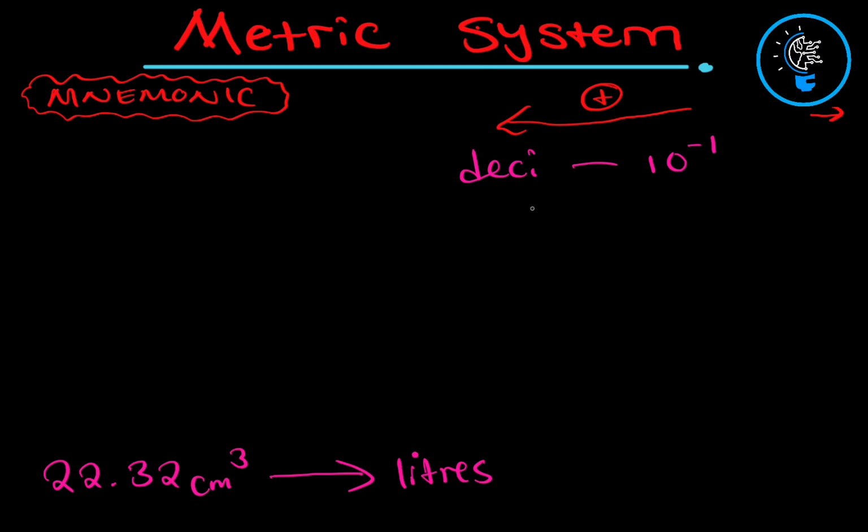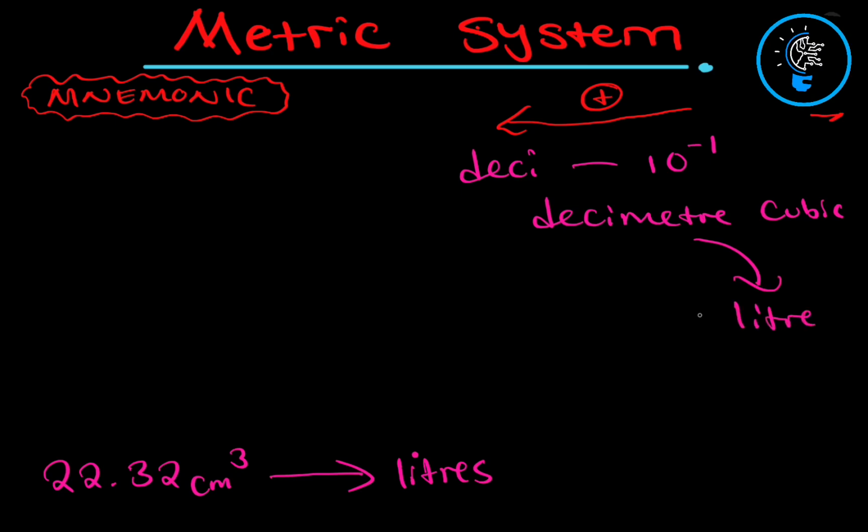So we are going to use this one because decimeter cubed is what we call a liter. So 1 liter is just the same as 1 decimeter cubed. Yeah, take note of that. So in short, we are told to convert into 1 decimeter cubed. Okay, let's do it now that we know what a liter is.